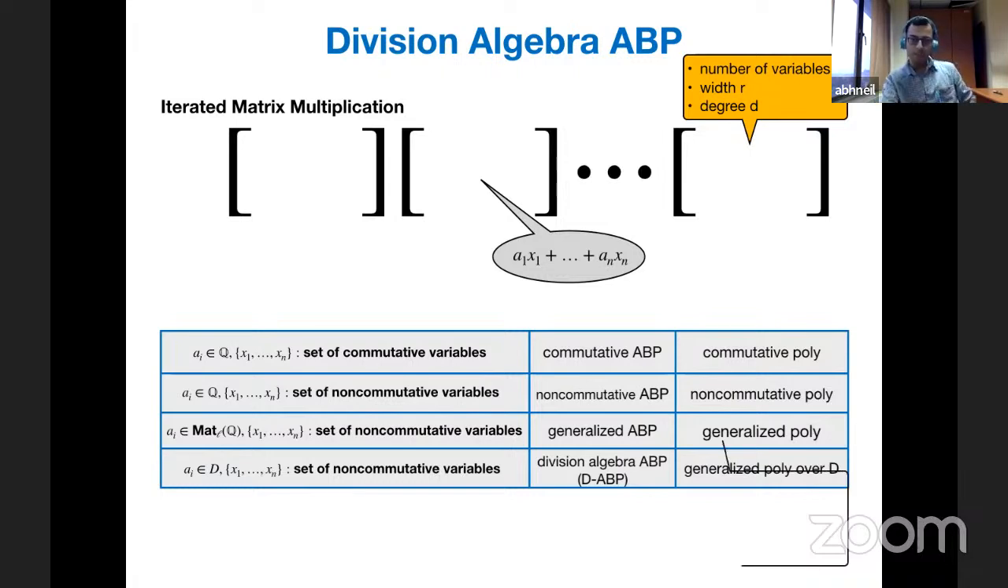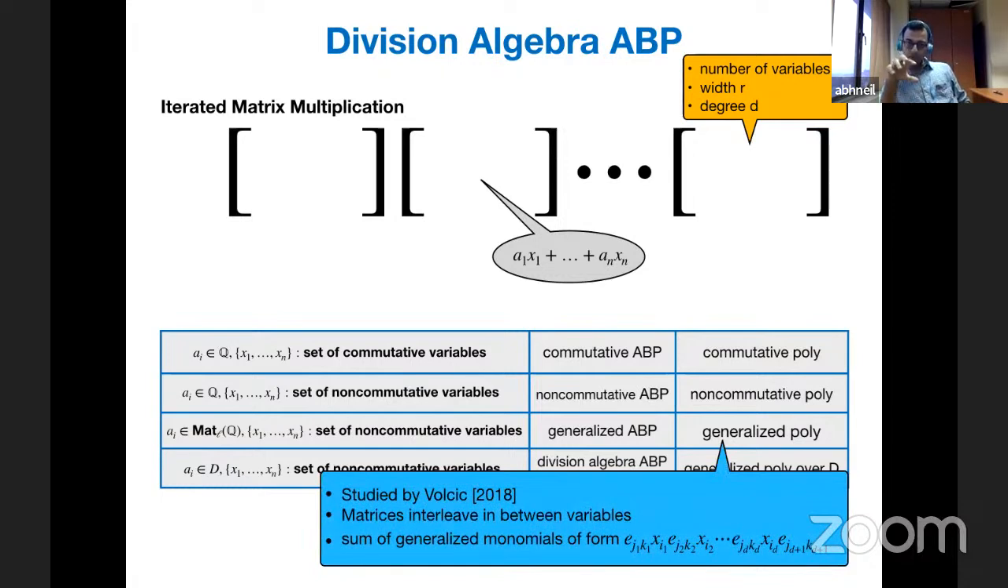So this generalized ABP model was first studied by Volchich. Suppose your coefficients, these a_i's, are matrices, and the variables are non-commuting. Then the matrices interleave in between the variables, as both of them are non-commuting. Suppose the matrices are L by L matrices where E_ij is the basis matrix whose ij entry is one. Then you can think of E_j1,k1 x_i1 E_j2,k2 as the most general form of a generalized monomial, and a polynomial is a sum of monomials of this form.